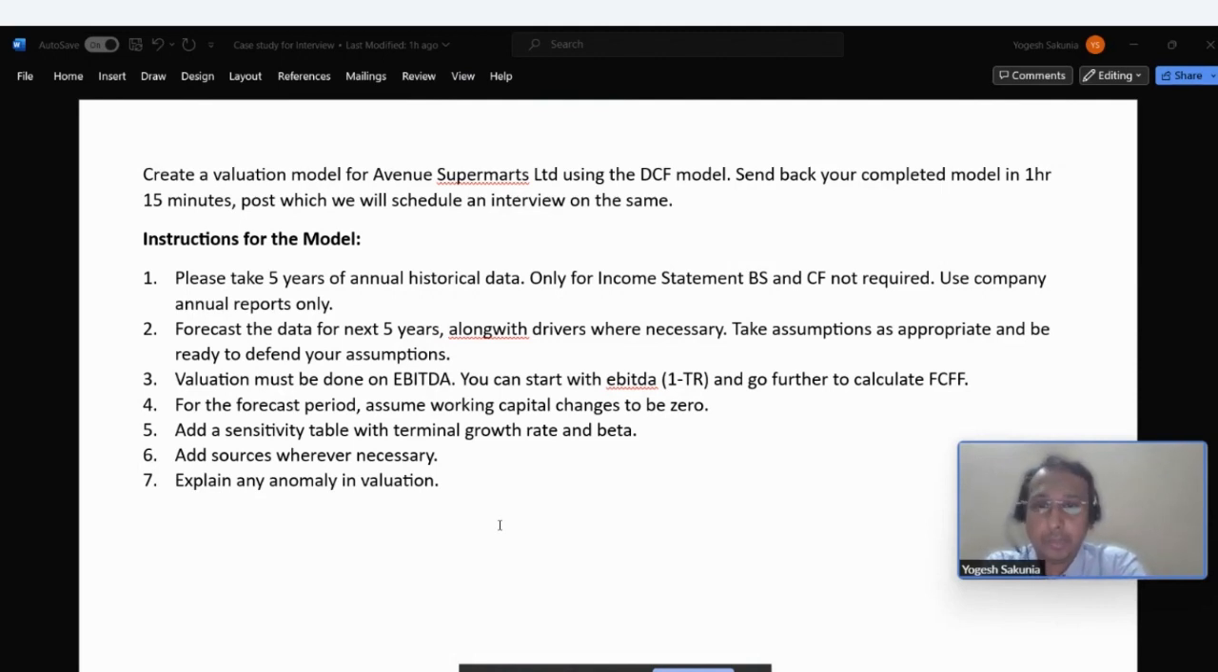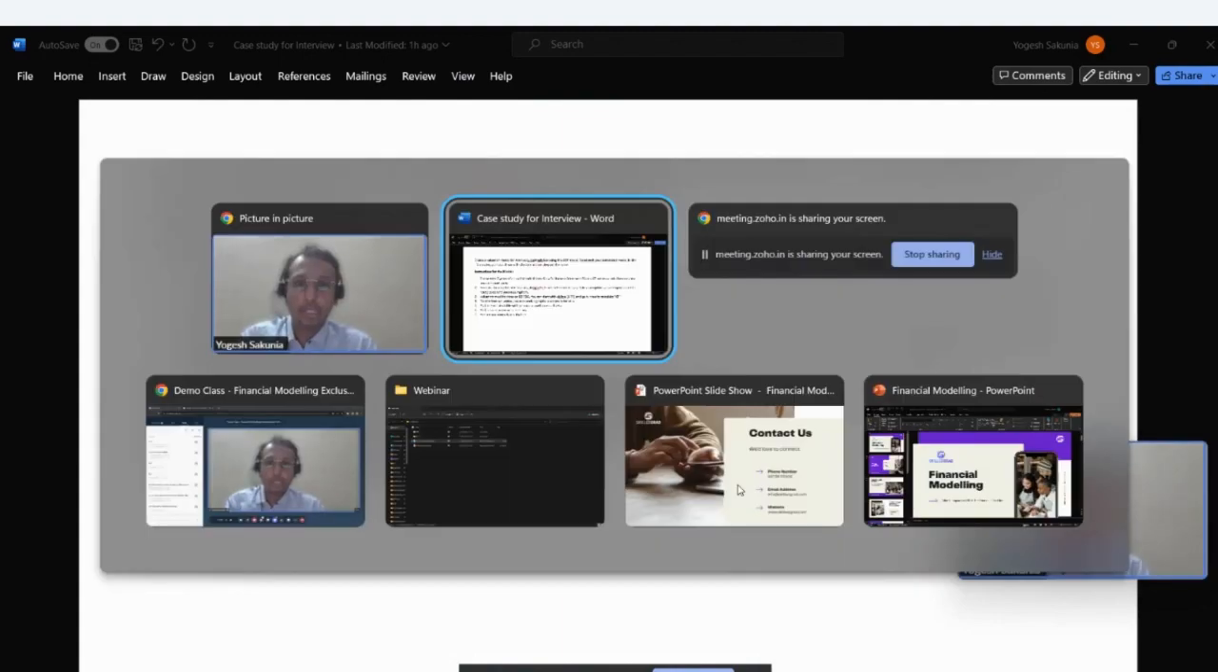For the forecast period, assume working capital changes to be 0. So that is also one more relief that is there. Add a sensitivity table with terminal growth rate and beta. Add sources wherever necessary and explain any anomaly in the valuation. So this is what is given to you. I would like to ask you guys, how would you go ahead and approach this one?